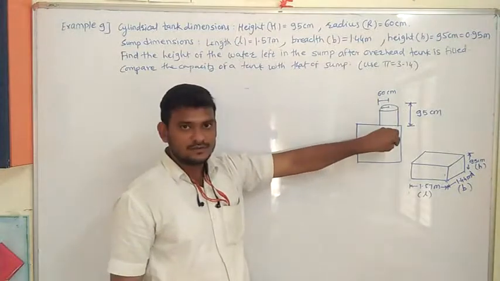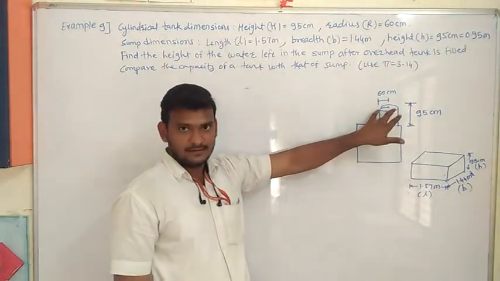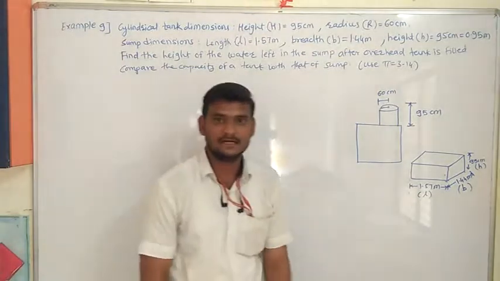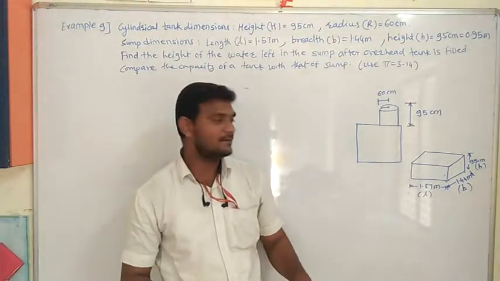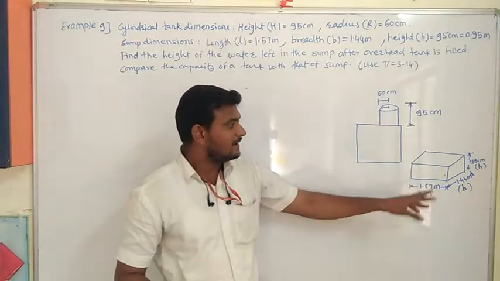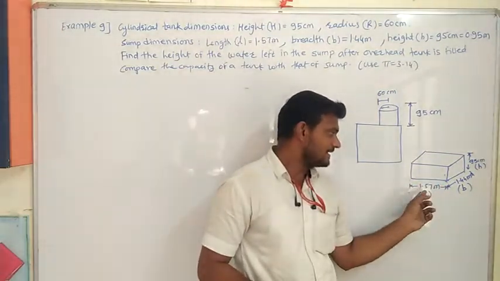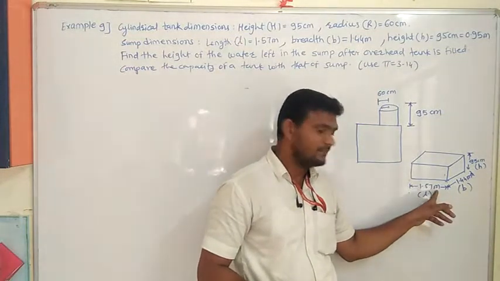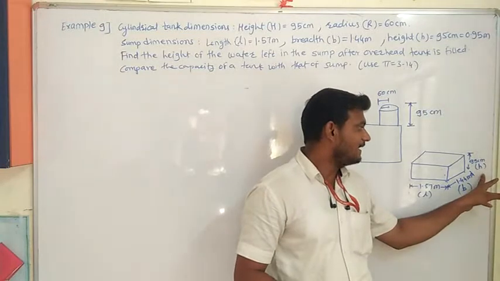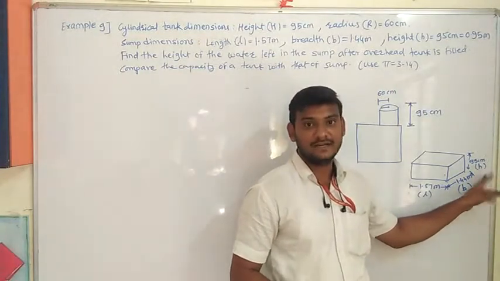Selvi has a house and she has an overhead tank which is in the form of a cylinder, and also there is an underground sump. Sump means it is also a tank. The underground sump has dimensions: length is 1.57 meter, breadth is 1.44 meter, and height of that sump is 95 centimeter.